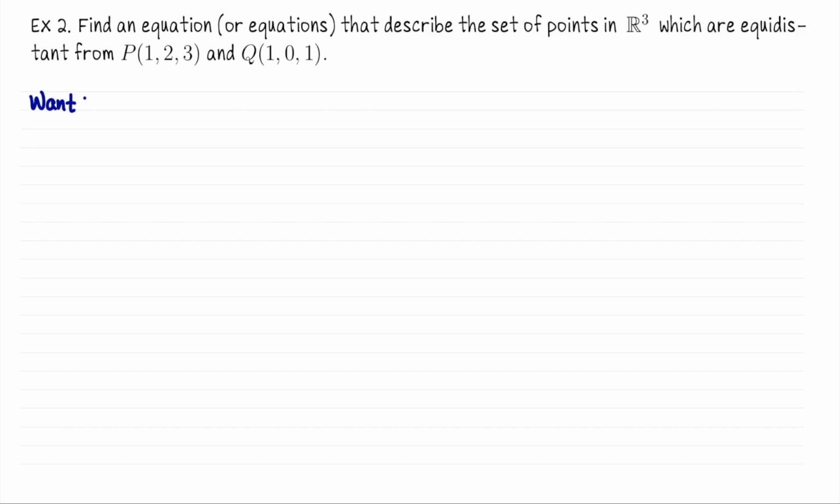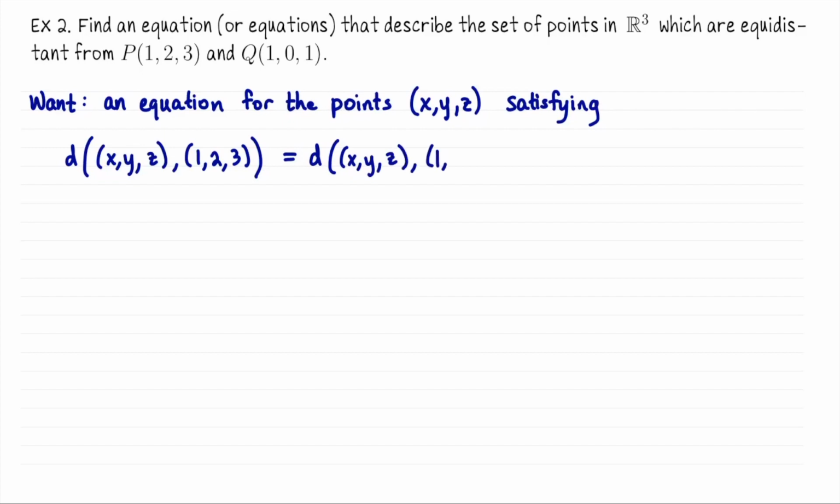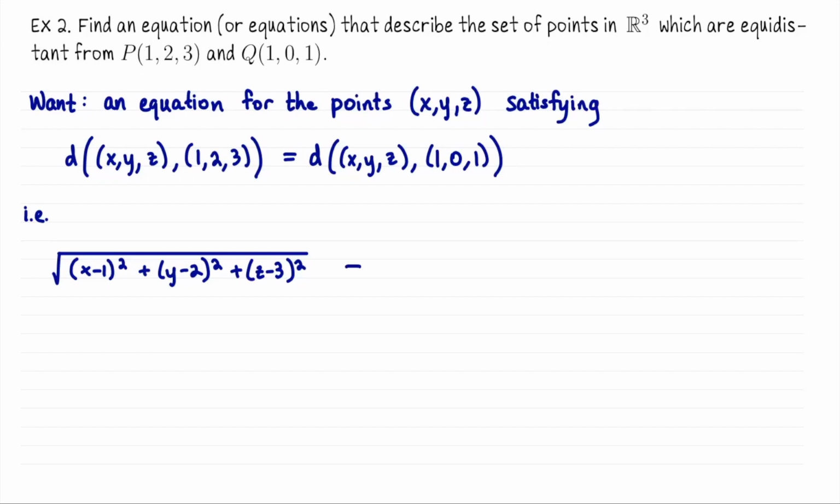Okay, so what we want is an equation for the points x, y, z satisfying that the distance from xyz to the point P, so to the point 1, 2, 3, equals the distance from the same point xyz to the point Q, so to the point 1, 0, 1. So we'll say the square root of x minus 1 squared plus y minus 2 squared plus z minus 3 squared equals the distance formula applied to x, y, z and the point Q.